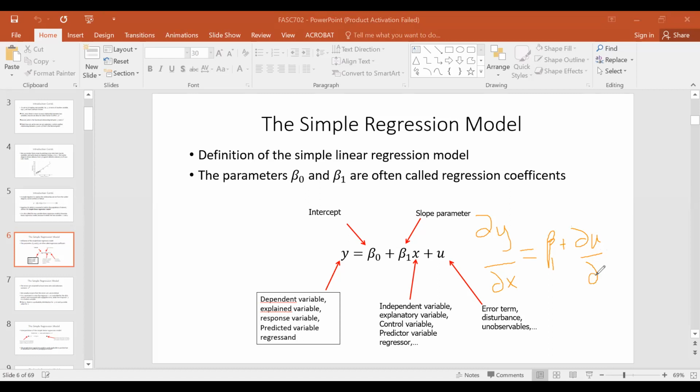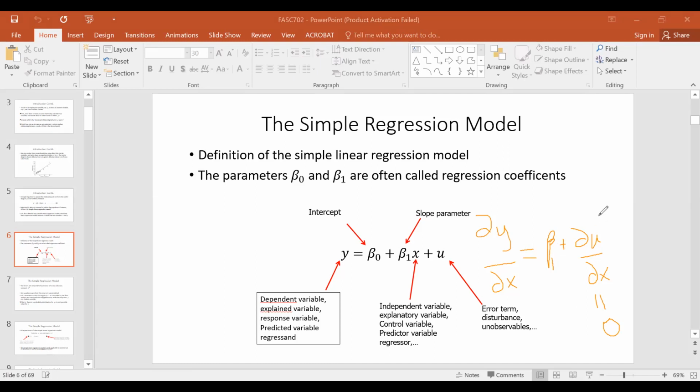So dy/dx is not different, my dear friends, from beta 1 plus du/dx. But we assume that this term is 0. Once we assume this is 0, then dy/dx is not different from beta 1. That is why we say beta 1 is a slope parameter. How does X influence Y? It is beta 1, provided this thing here is 0.